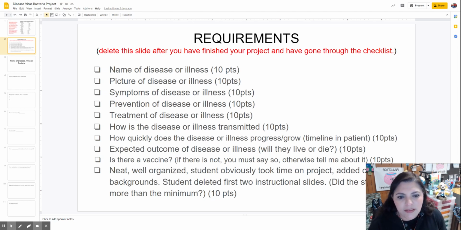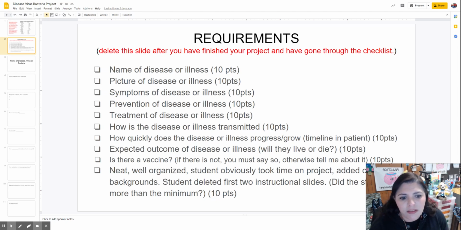How quickly does the disease or illness progress or grow? This is basically a timeline in the patient. This means, like, if you're researching the flu, how long is the person sick with the flu? Typically, how long does it take for that person to get over it? Or is it a lifetime illness? Is it something that's going to stick with them for the rest of their lives? That sort of thing.